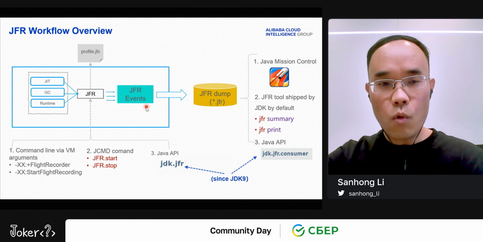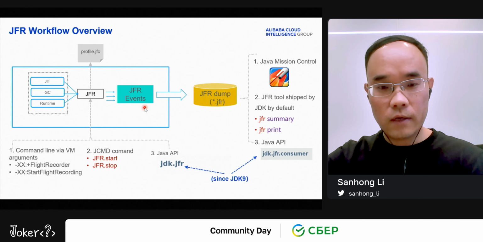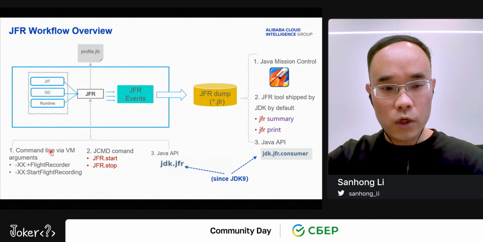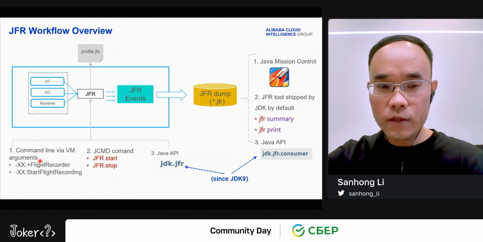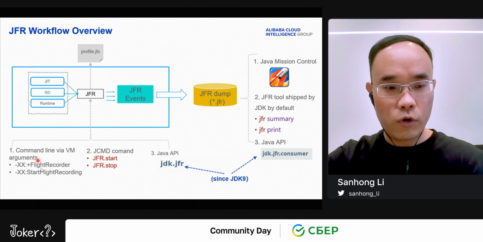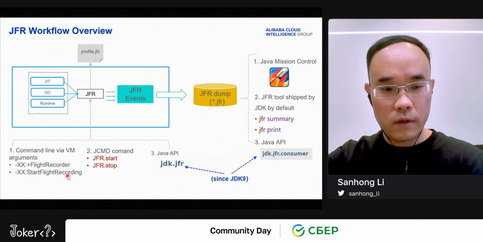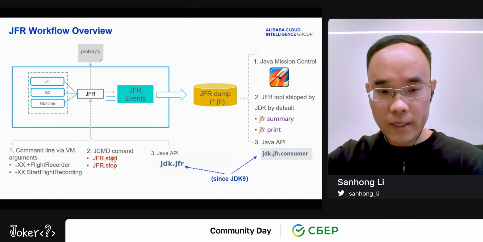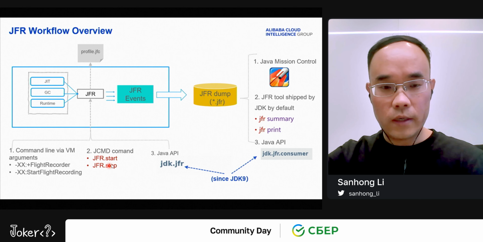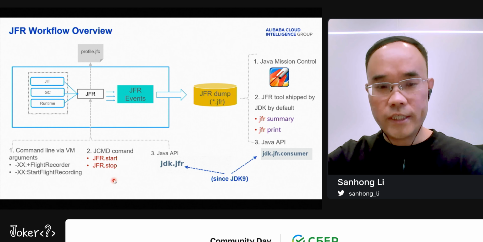And how can you enable or control JFR? I think JFR provides three ways to control it. The first is that you can use the command line to enable JFR. For example, you can use the flight recorder option to start flight recording from the command line. The second way is to use the jcmd command. For example, you can use JFR.start and JFR.stop to start or stop JFR.